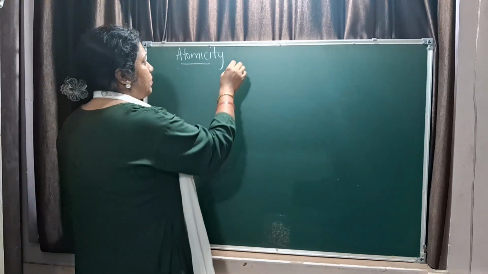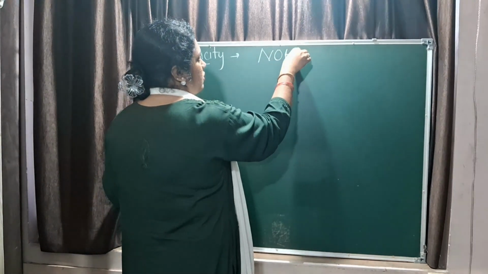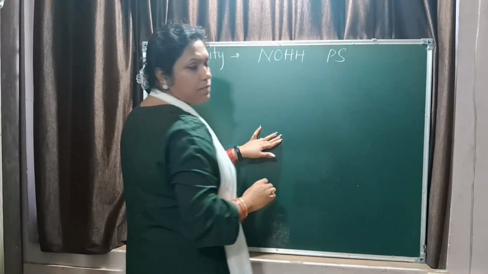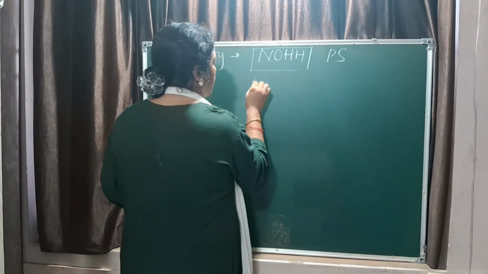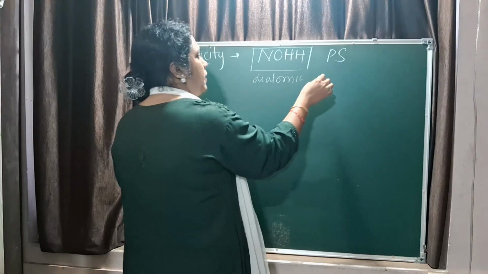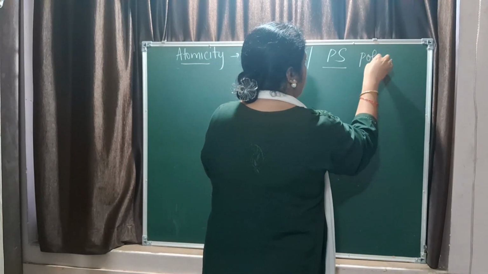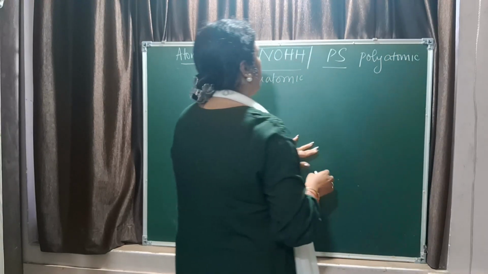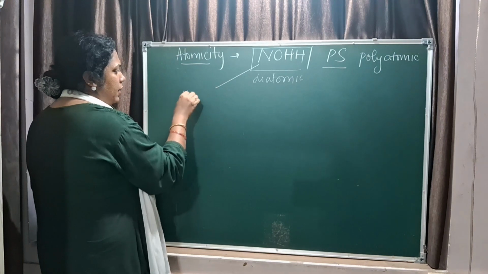So, now for example, you have to remember NO, PS, okay? NO is diatomic and PS is polyatomic, okay? Now, what is NO? N is for nitrogen.